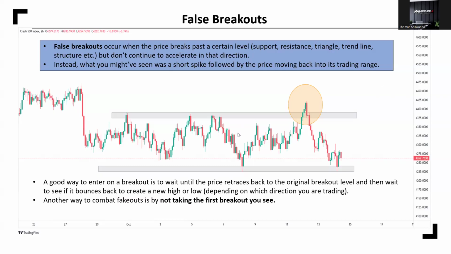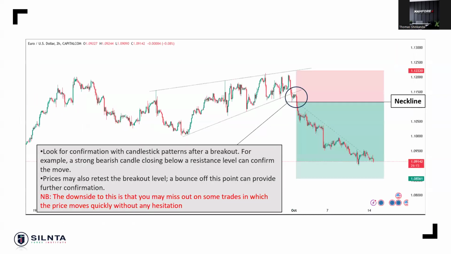So we have to be really careful not to be overconfident, not to always see a chart pattern and say, let me put in all my money. You'll be making a mistake. The market can do anything at any time. So look for confirmation with candlestick patterns after a breakout. For example, a strong bearish candle closing below a resistance level can confirm the move. Let's say this was the market, and then eventually we get a breakout with a strong candle, then we can now enter the market. That is just the message.